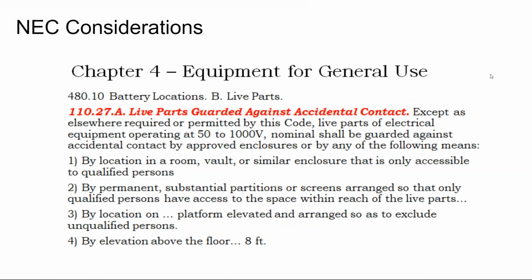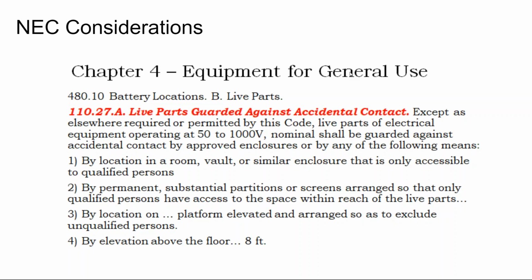So I haven't come across a call out that says your battery cables have to be in metal conduit. I've only seen that applied to the solar DC, but I'd expect that would come soon. Live parts of electrical equipment operating at 50 to 1,000 volts shall be guarded against accidental contact by having rooms that are accessible to only qualified people, by permanent partitions, by location.